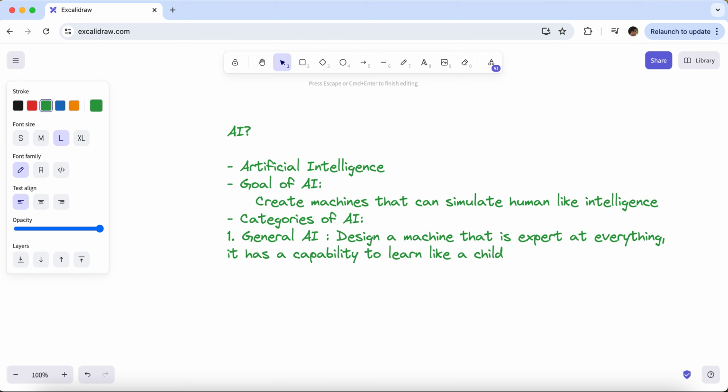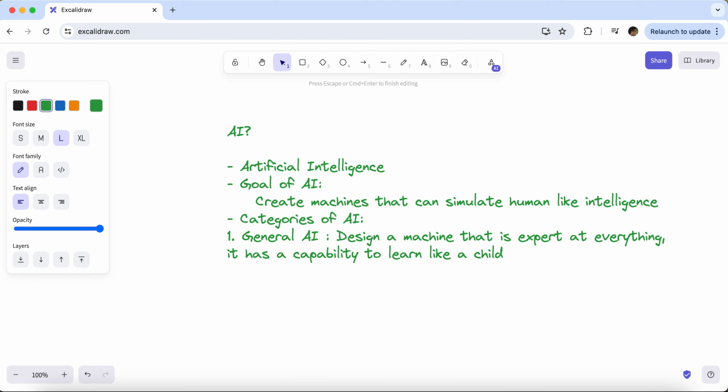And we don't have any machine at this point in time which could do that. Definitely it could play a football match, it could answer lots of questions for you, but it is not expert at everything, which is by definition the general AI definition, right? Because it is very general, and when we connect this to the goal of AI, it says create machines that can simulate human-like intelligence. Now when we say human-like intelligence, human intelligence can be across multiple different areas.